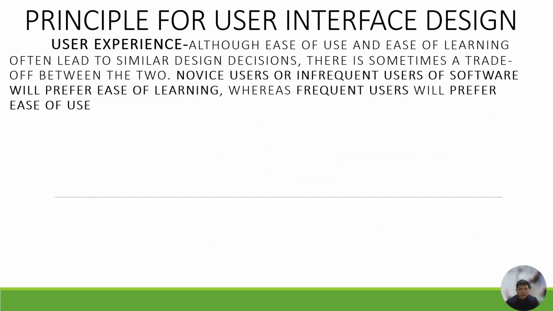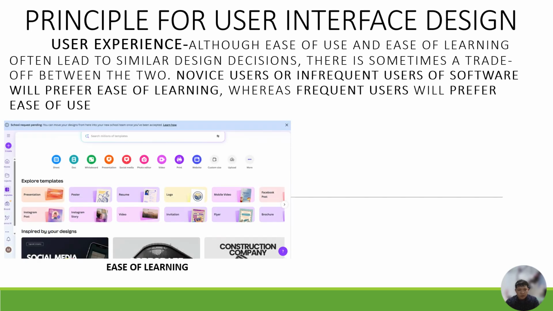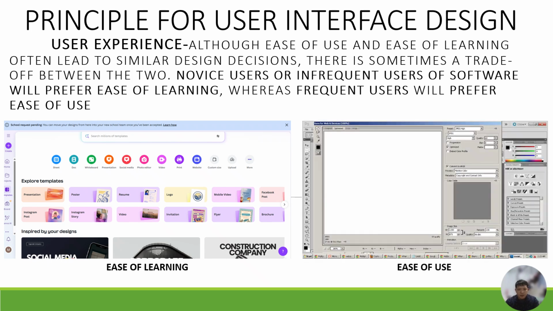Okay. Next is the user experience, or UX. Although ease of use and ease of learning often lead to similar decisions, there are some trade-offs between the two. Novice or infrequent users of software will prefer ease of learning, whereas other users prefer ease of use. As mentioned in the definition, ease of learning is user-friendly, while ease of use is more on the complex or complicated part, which is Photoshop.